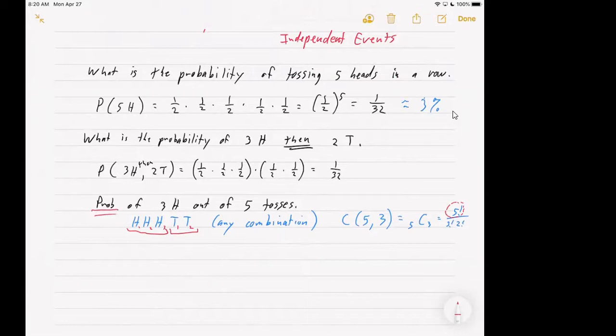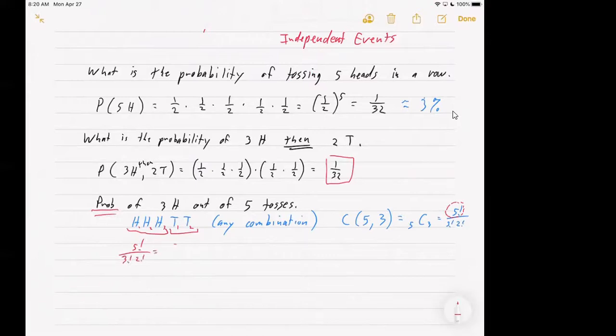So all we need to do is take the probability of getting 3 heads, then 2 tails, and multiply that by the number of ways it could happen. Okay, so there was a 1 in 32 chance of getting 3 heads, then 2 tails. But if I look at the combination of 5 taken 3 at a time, that would be 5 factorial over 3 factorial, 2 factorial.